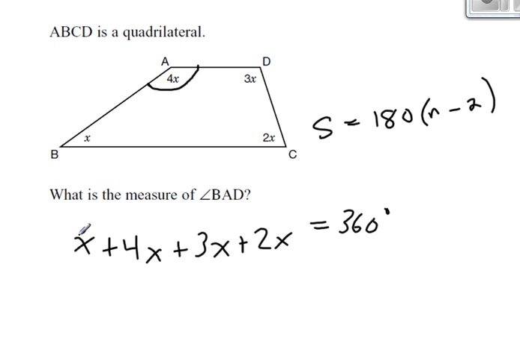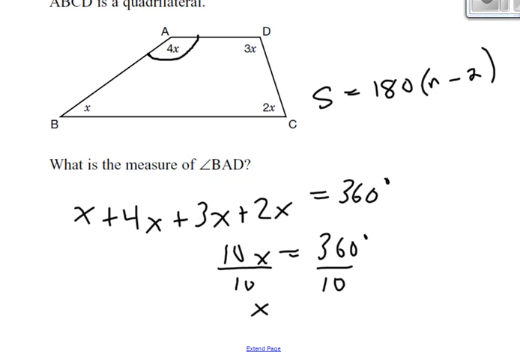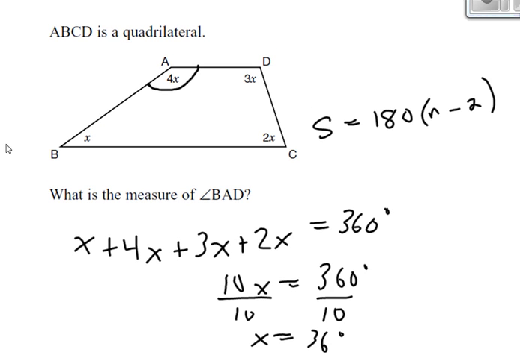So what do I have? I have 1x plus 4x plus 3x plus 2x. I have 10 x's. And to solve for x, divide by 10. Now I know that x is 36. But don't think you're done the question. There was nothing that said solve for x. It said, what is the measure of angle BAD?